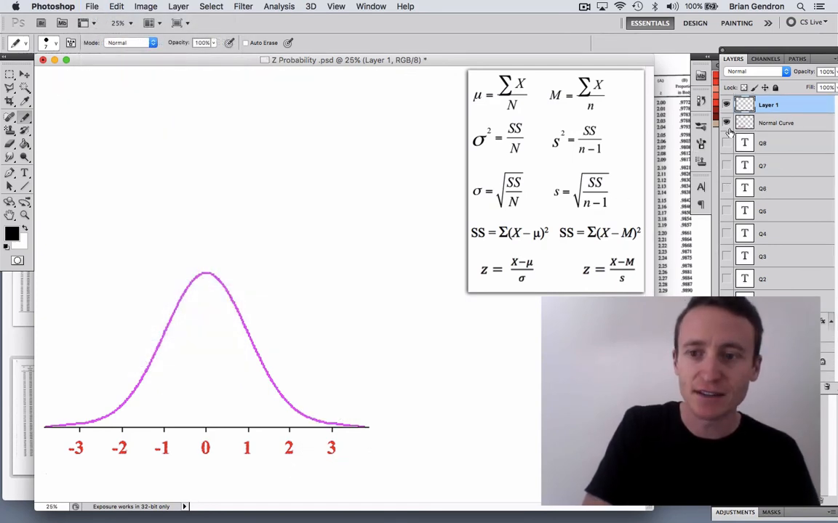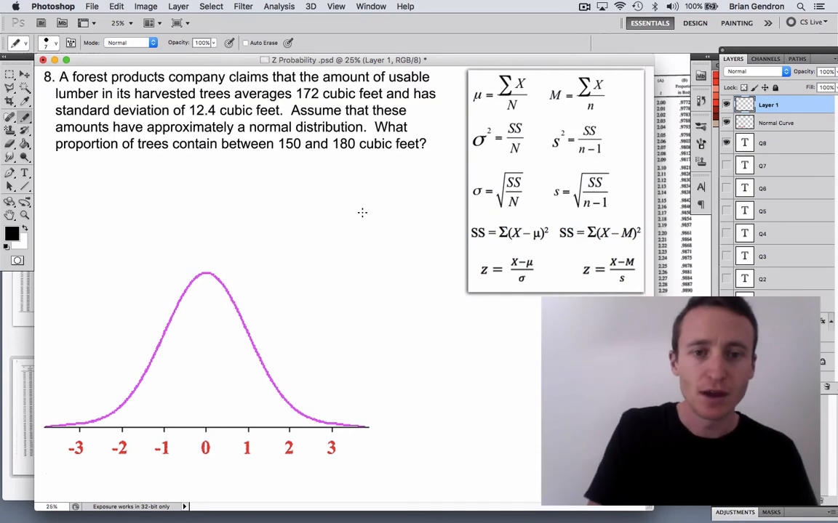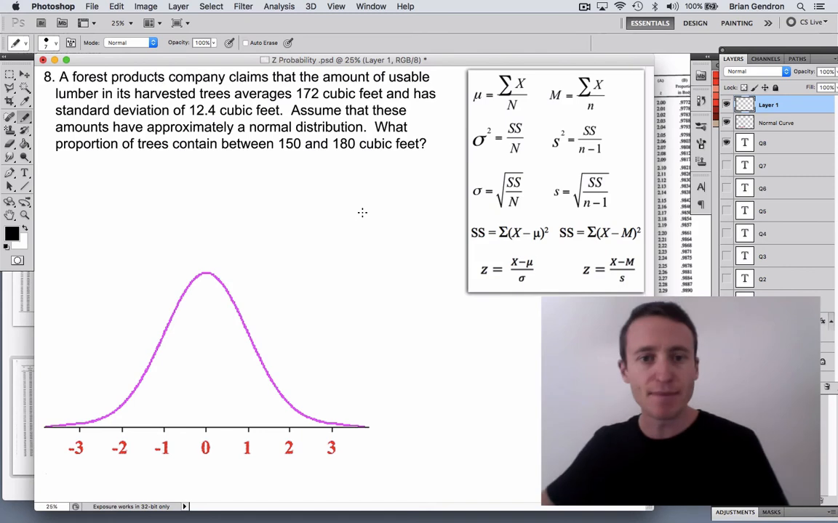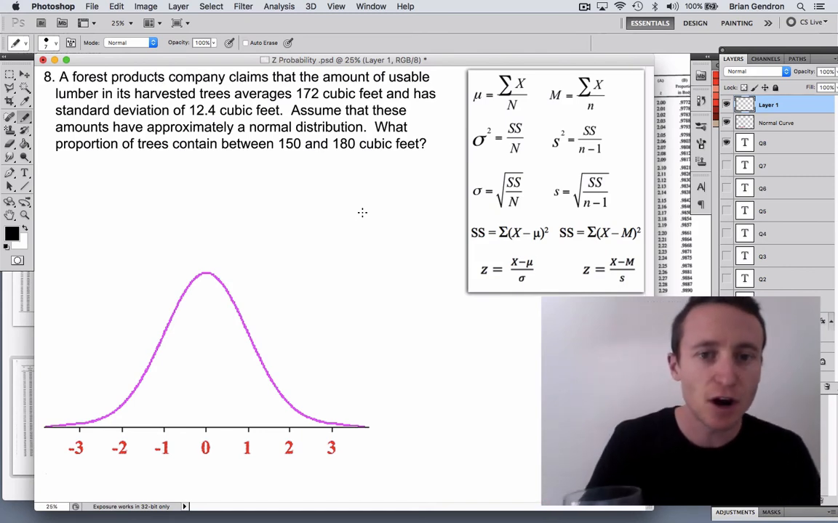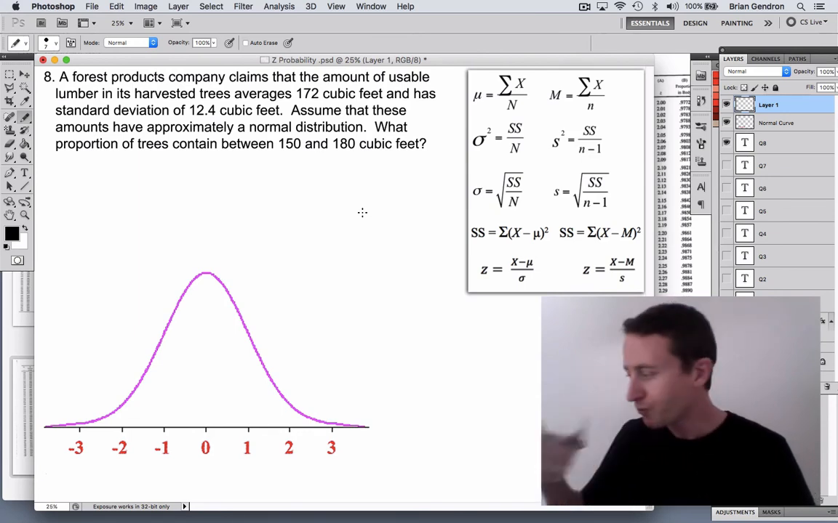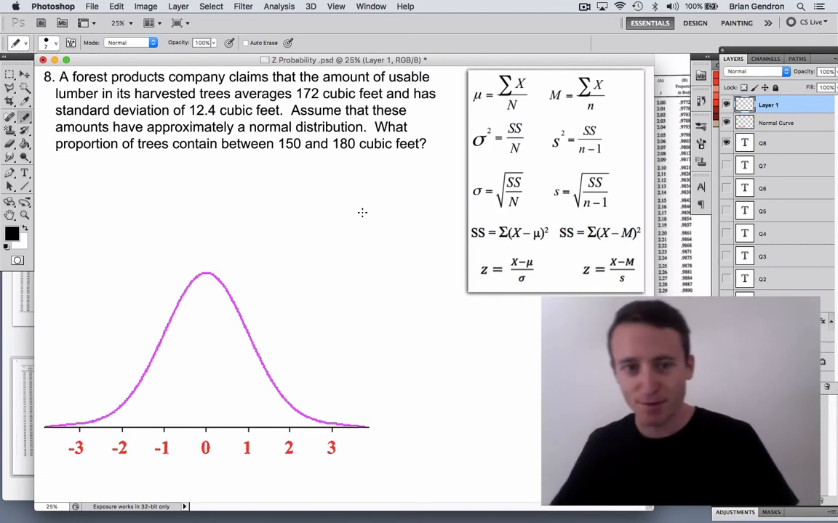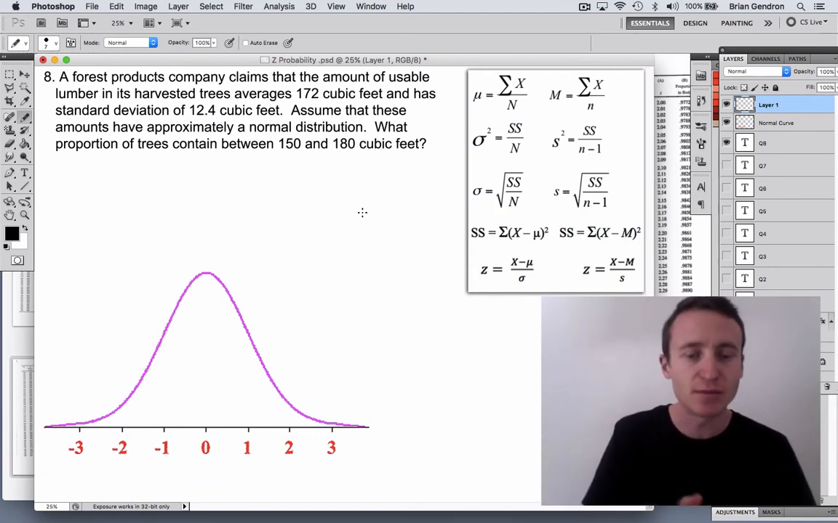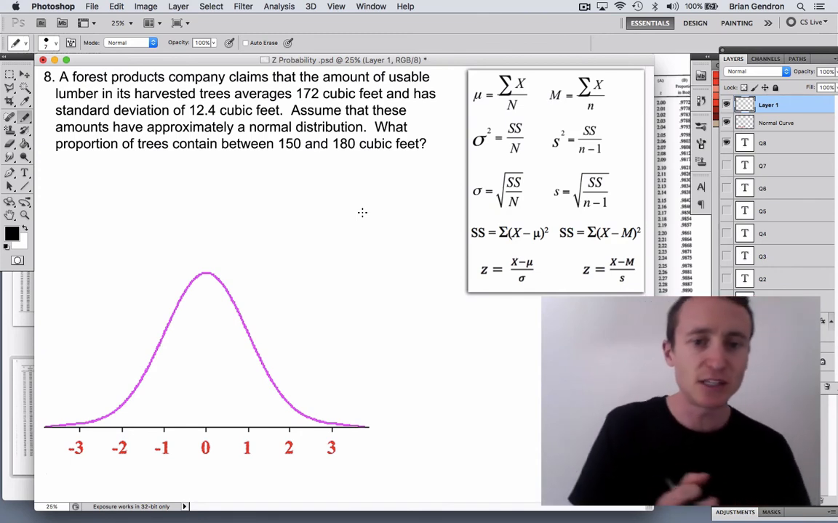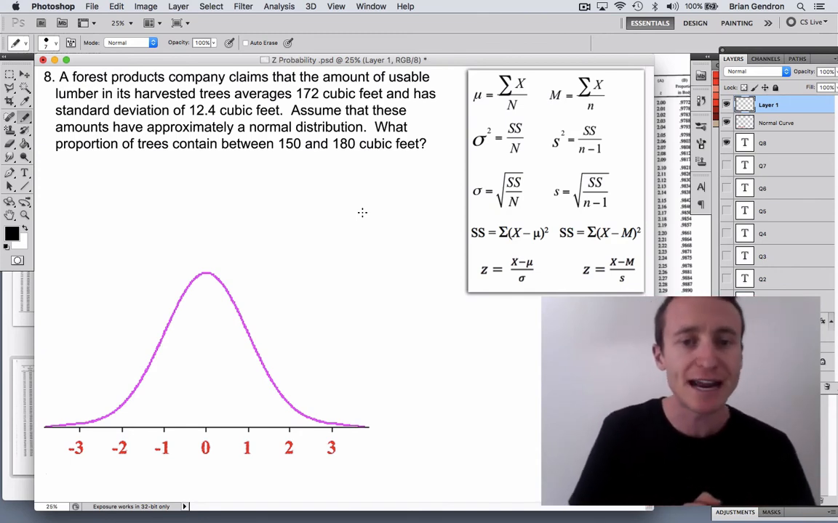Question 8 this time. A forest products company claims that the amount of usable lumber in its harvested trees averages 172 cubic feet and has standard deviation of 12.4 cubic feet. Assume that these amounts have approximately a normal distribution. What proportion of trees contains between 150 and 180 cubic feet?